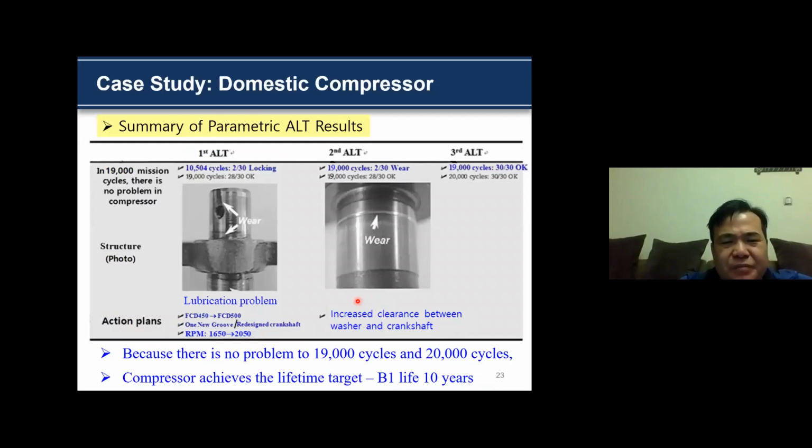This is a summary of the parametric ALT. In the first ALT we found the lubrication problem of the crankshaft, so we changed the material, changed the groove dimension, redesigned the crankshaft and changed the initial RPM. In the second ALT, we found another crankshaft wear, and as an action plan, we increased the clearance between the washer and the crankshaft. Finally, in the third ALT, there is no problem at 90,000 cycles and 20,000 cycles, and the compressor achieved the lifetime target of over 10 years.